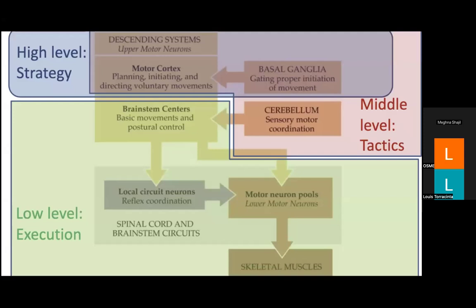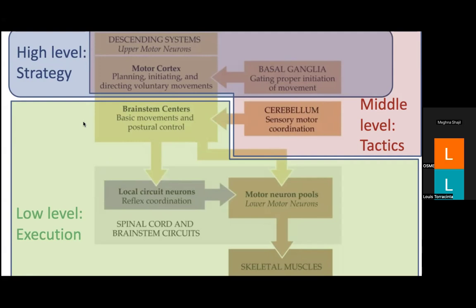But broadly speaking, you're going to have your high level strategy. So your motor cortex is going to be your planning, initiating, directing voluntary movements. You're going to have your basal ganglia, which is coordinating a lot of these things. So that's your strategy. Your mid level, some people talk about, is your tactics. So that's really your cerebellum and your basal ganglia. Your cerebellum is very much involved in coordination. And then you have your brainstem centers, which are involved in basic movements and postural control. This is like the execution level. And then your local circuit neurons and your motor neurons, and finally your skeletal muscles. So it's good to separate these out in your mind.